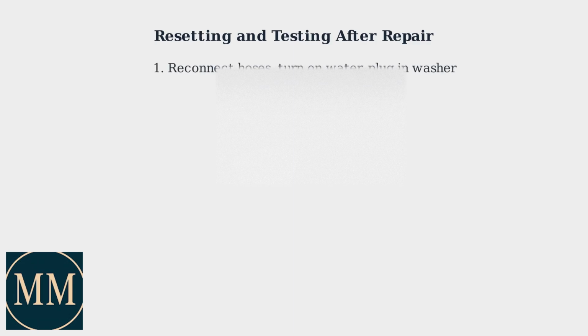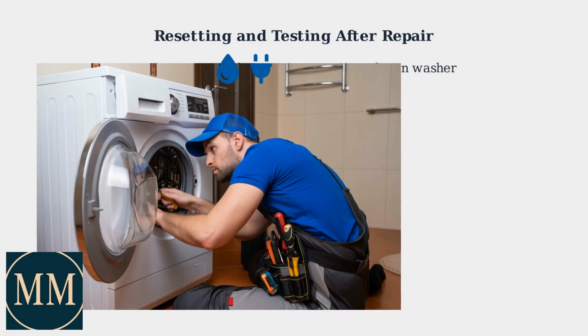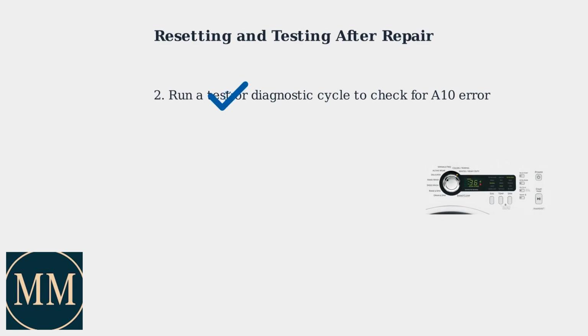After cleaning or replacing the valve, reconnect the water hoses, turn the water supply back on, and plug the washer back in. Run a short test cycle or a diagnostic cycle to see if the A10 error has been resolved. If the error persists, it may indicate a more complex issue, such as a control board problem requiring professional assistance from a qualified appliance repair technician.